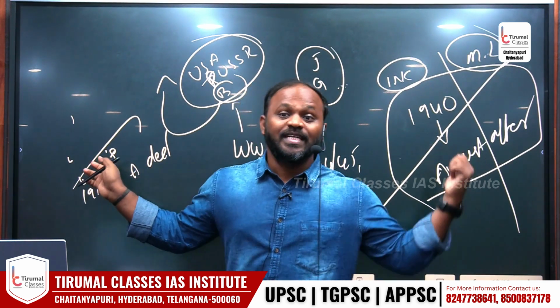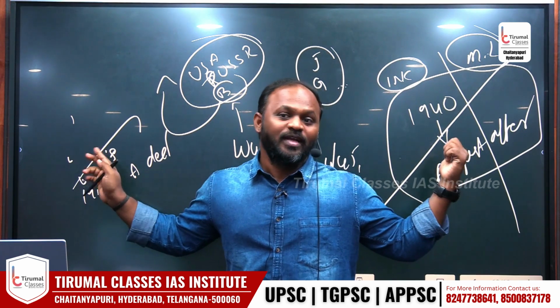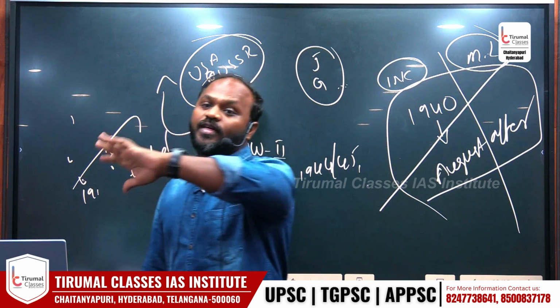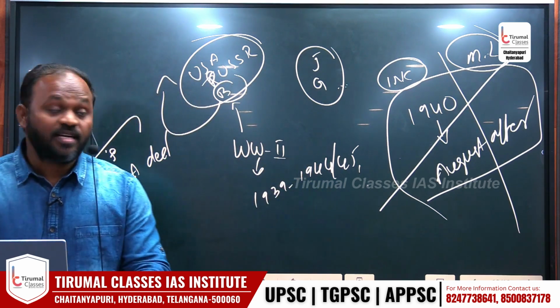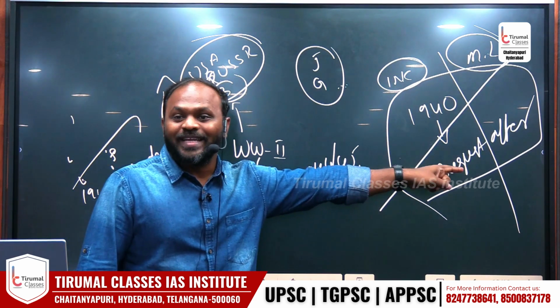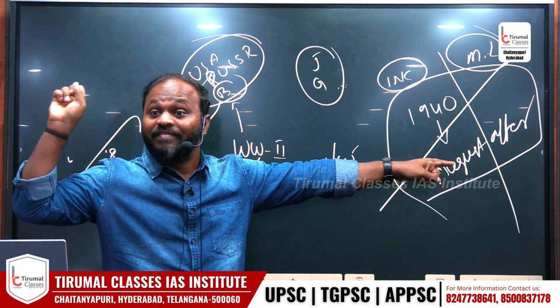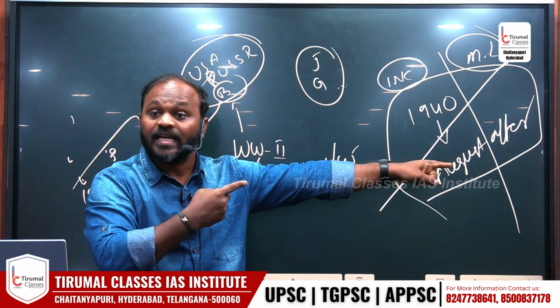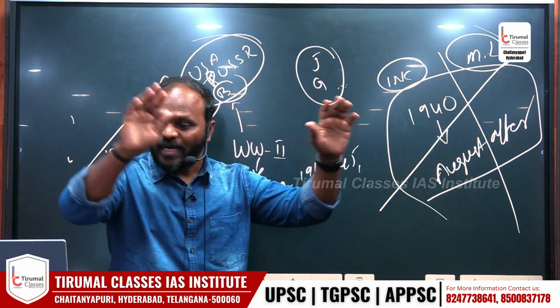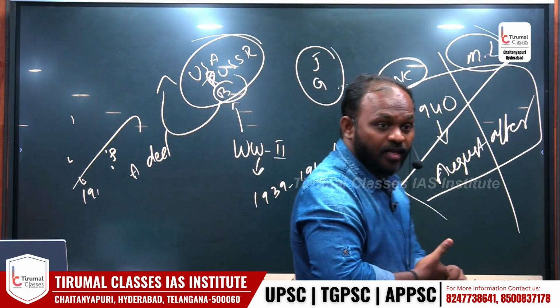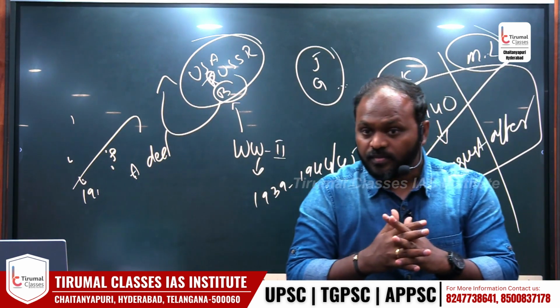Again, the British used the same concept in World War II. Here, instead of the August Declaration, they called it the August Offer. They said, this time we will give you dominion status. We failed to give dominion status in 1917, we will give you dominion status in 1940. You participate in World War II. After this, we will give you what?